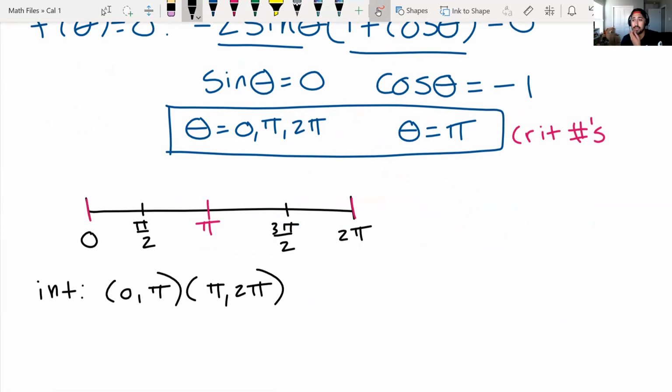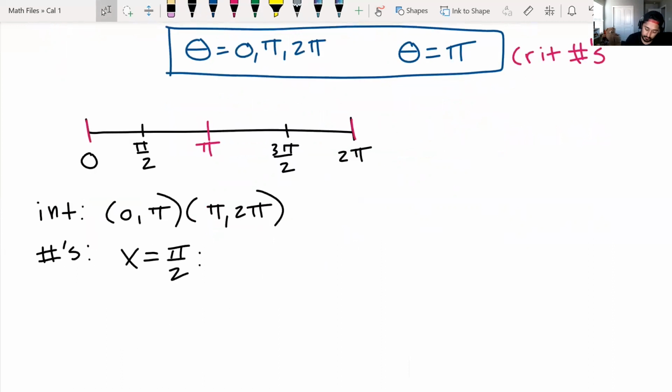I just realized I skipped x-intercept, y-intercept. I'll get there in a second. I can do that last, whatever. All right. Test numbers from 0 to pi: x equals pi over 2. And then from pi to 2 pi, x equals 3 pi over 2. Okay, cool. Plug these into the first derivative.